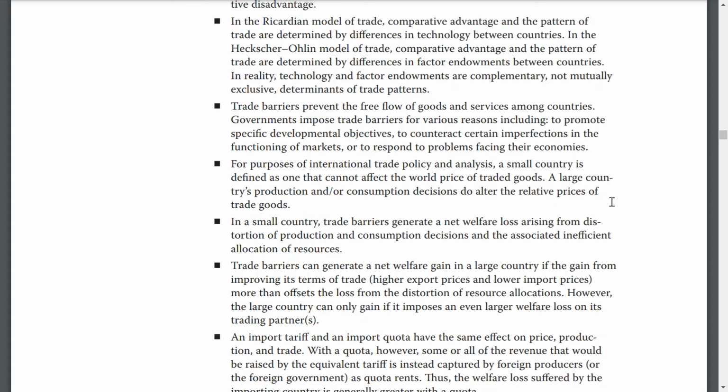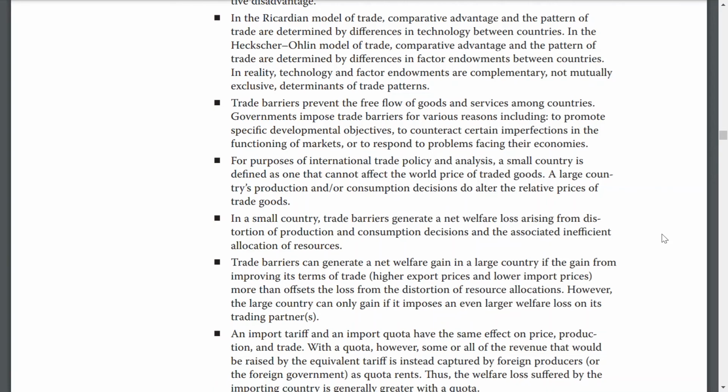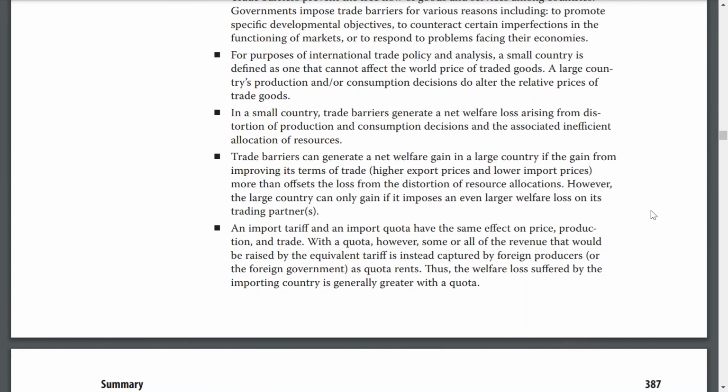For purposes of international trade policies and analysis, a small country is defined as one that cannot affect the world price of traded goods. The large country's production and/or consumption decisions do alter the relative prices of traded goods. In a small country, trade barriers generate a net welfare loss arising from deterioration of production and consumption decisions and inefficient allocation of resources.